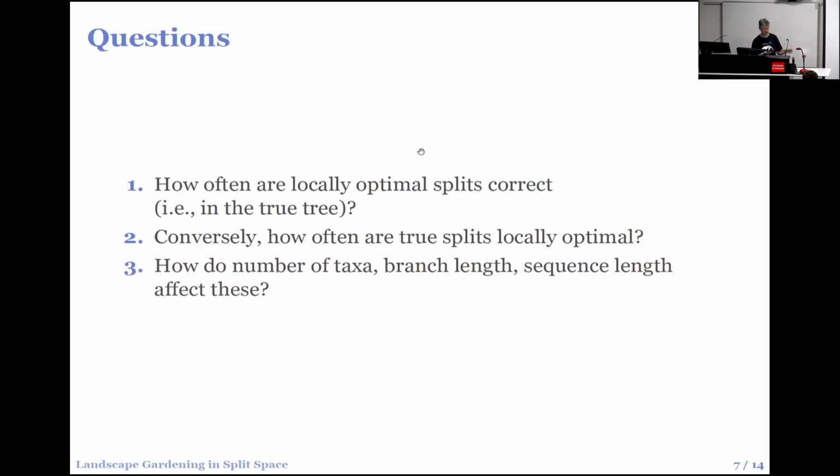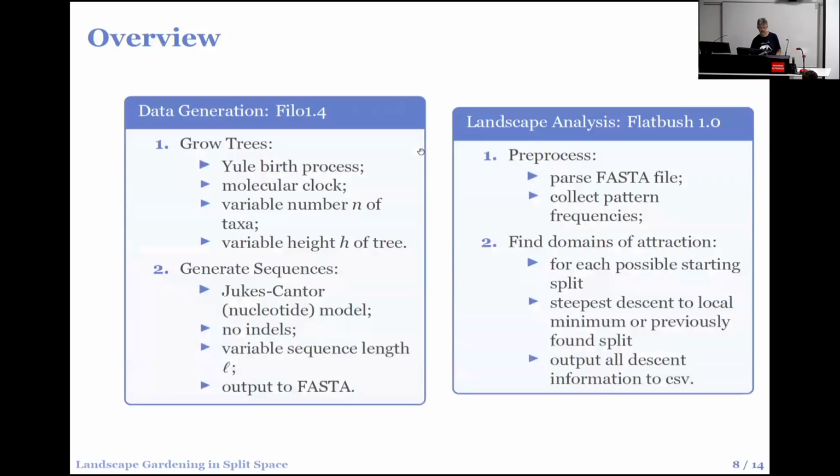So I only have time to talk about a couple of these things. A little bit on the experimental setup. I'm basically growing trees with one program, under a Yule birth-only model with a molecular clock assumption, with different heights and different numbers of leaves. Then I'm generating sequence data under a really simple Jukes-Cantor model on those trees.